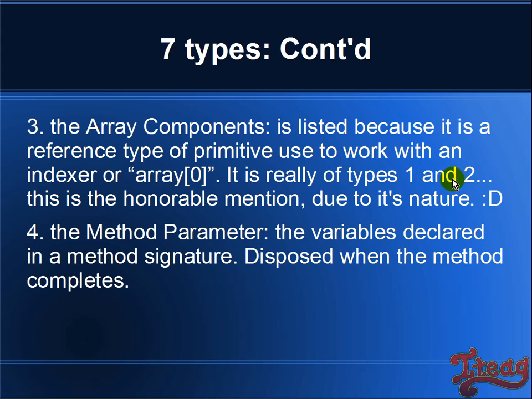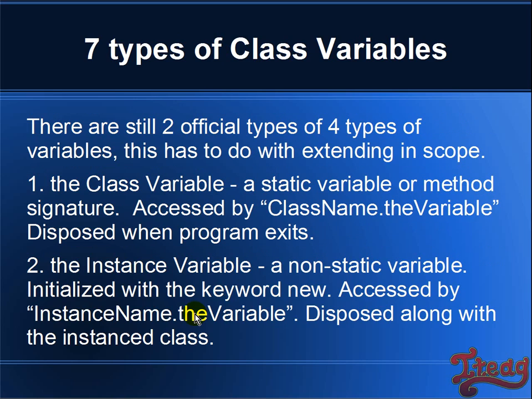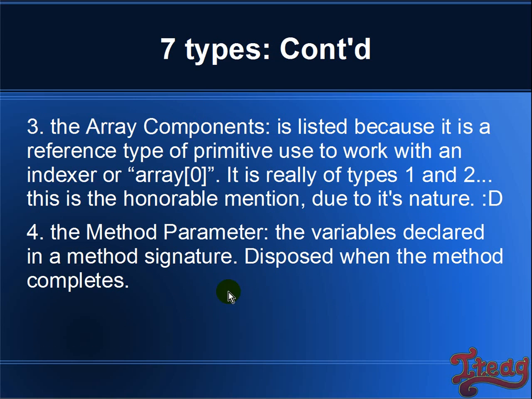So it's really of types 1 and 2, you know, static or class variable, or instanced, or, what was that one called? Instance variable. Oh, yeah. So this is the honorable mention due to its nature. Yay! And next up, method parameter.